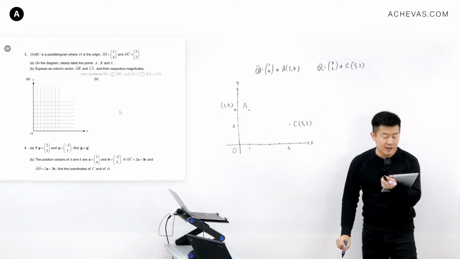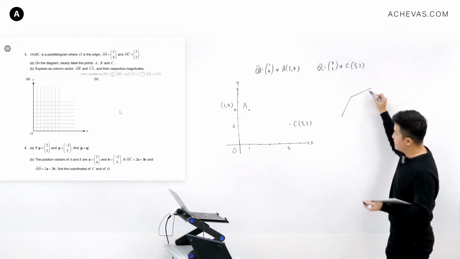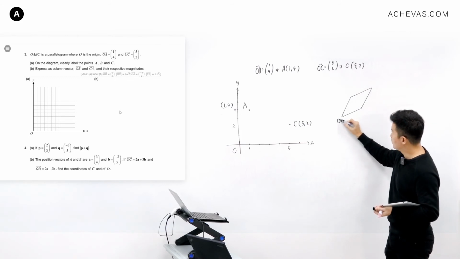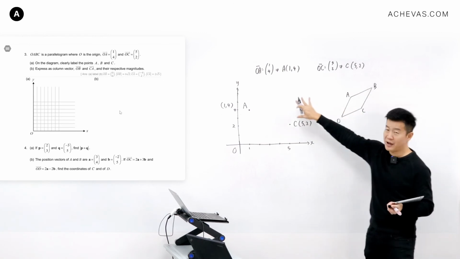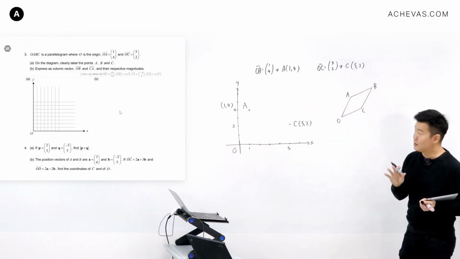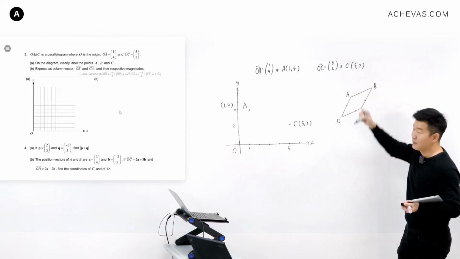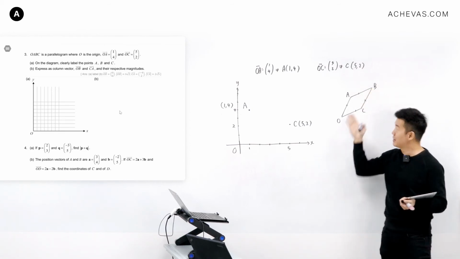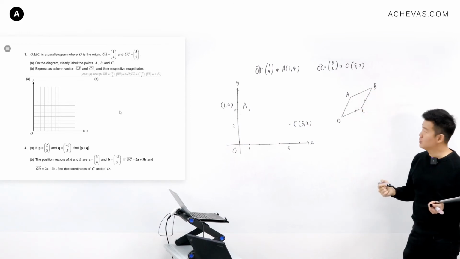And we're talking about a parallelogram, OABC. For OABC, we're expecting something like this. This is OAC, which we have just drawn, so B should be somewhere here. Since the question tells us it is a parallelogram, I know these two lengths must be the same, and they must have the same slope. The opposite sides must be parallel to each other.